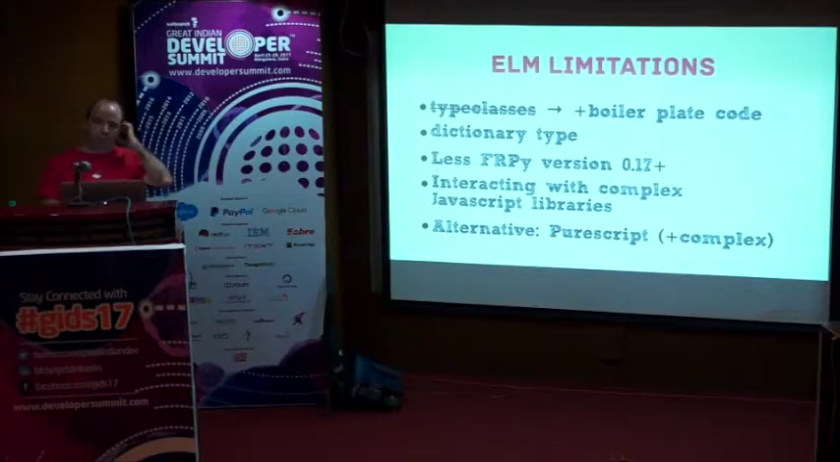So that means that in Elm, there's a type called dictionary. Dictionary is kind of a key value map.